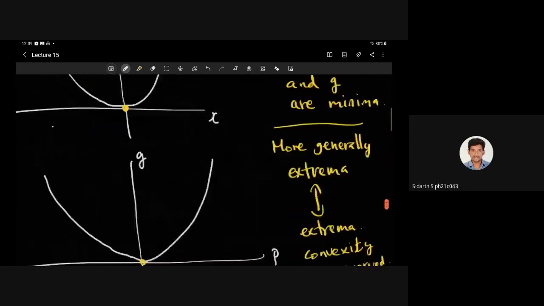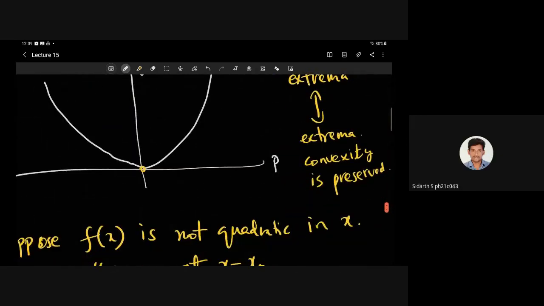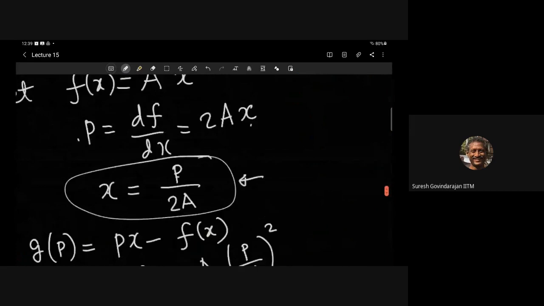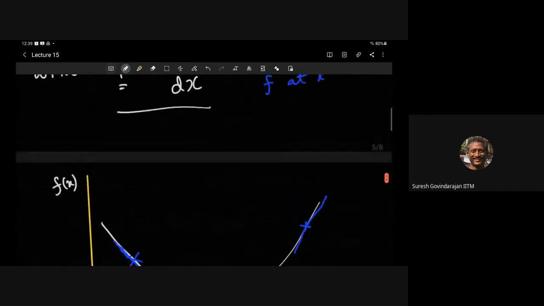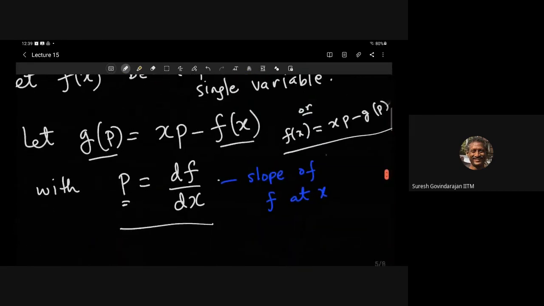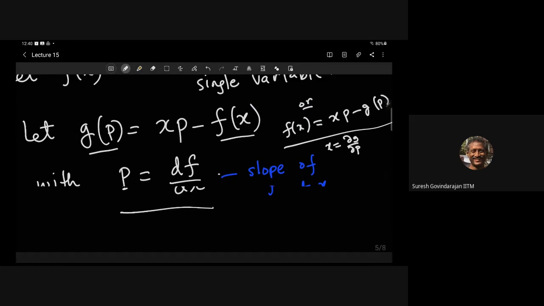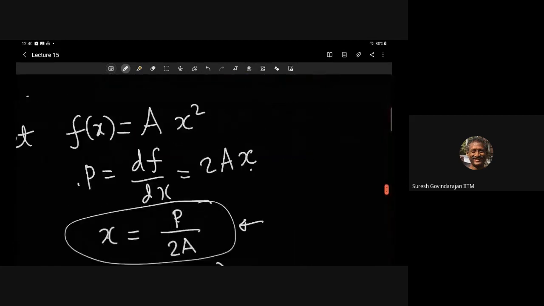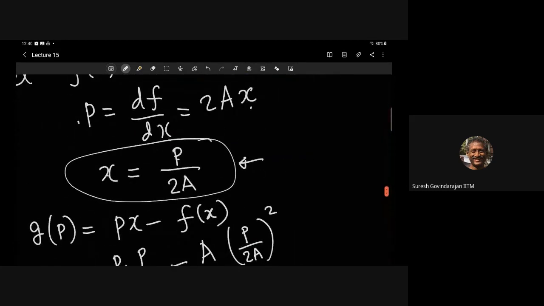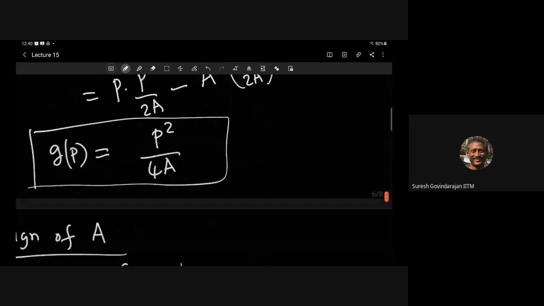Okay. Sir, here x is dou g by dou p. Exactly, absolutely. So x is the slope. The independent variable x is dg by dp. Oops, thank you. It's the same story, right? We're doing the inverse. So now you're given g, and the slope of that is x. Nice.